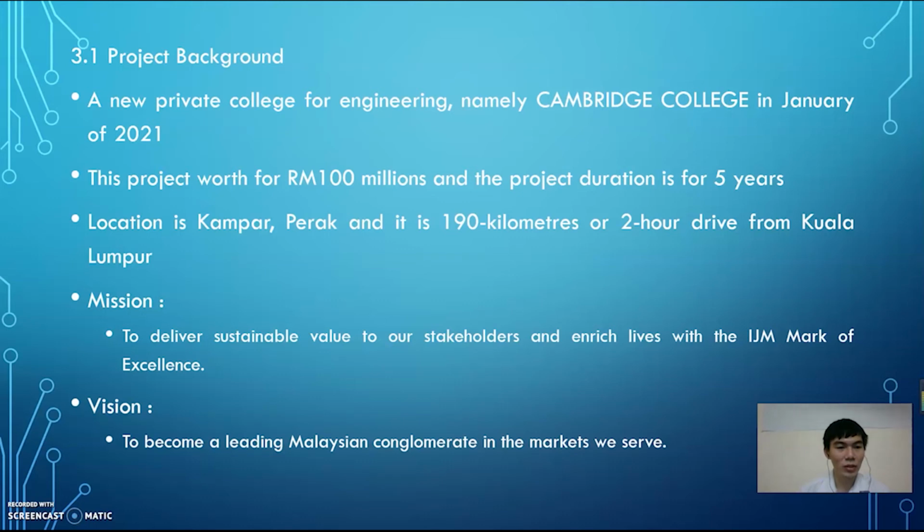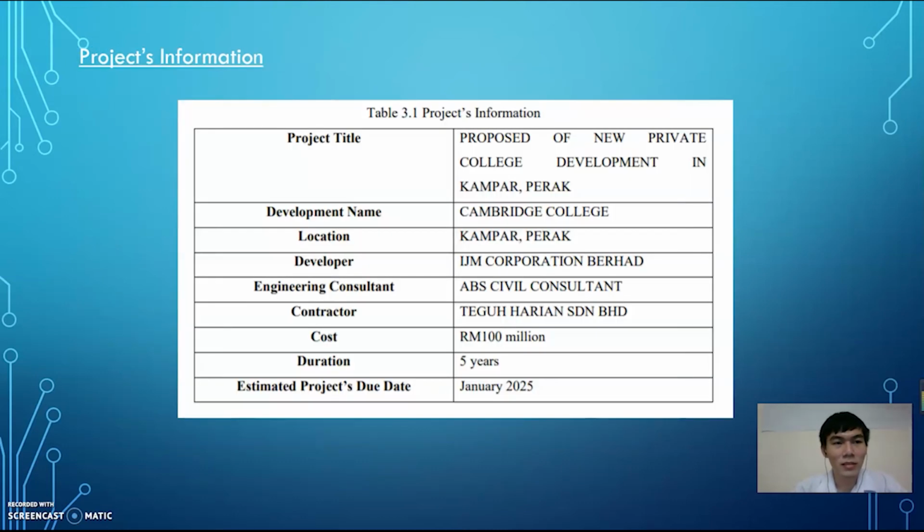The mission is to deliver sustainable value to our stakeholders and enrich life with the IJM marks of excellence, and the vision is to become a leading Malaysian conglomerate in the markets we serve. This is the project information, and there are 3 parties involved in the project, which are developer, engineering consultant, and contractor. The developer is IJM Corporation Berhad, which is our company. Next is the engineering consultant, which is ABS Civil Consultant, and the contractor is Harian Sendirian Berhad.